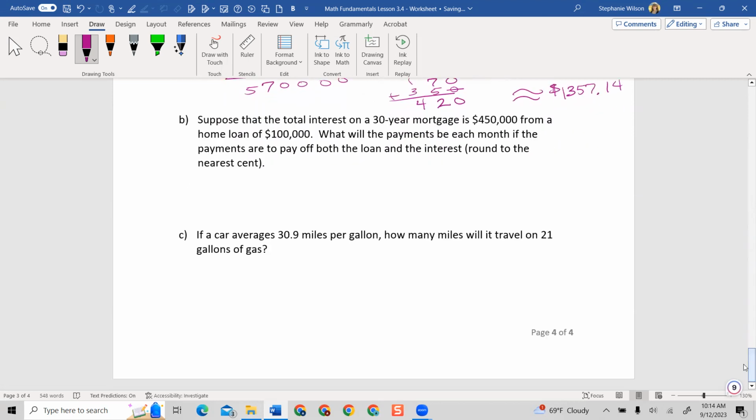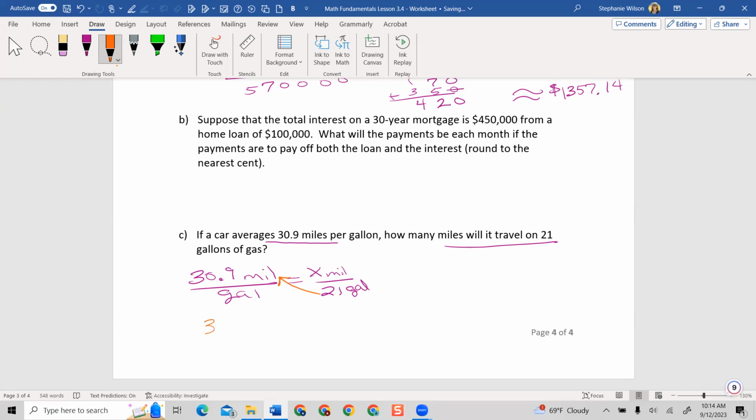I want to do C right quick. There's 2 different ways we can solve C. One, if you notice, you have 30.9 miles per gallon. So I'm going to set that up. And then the next question says, how many miles will it travel on 21 gallons of gas? So I'm going to put X here for the miles I'm looking for, and I'm going to divide it by the 21 gallons. So I could say, oh, okay, the X is in the numerator. I got an equal sign between these fractions. So I'm going to bring this 21 gallons up to the top. I'm going to go across the equal sign.